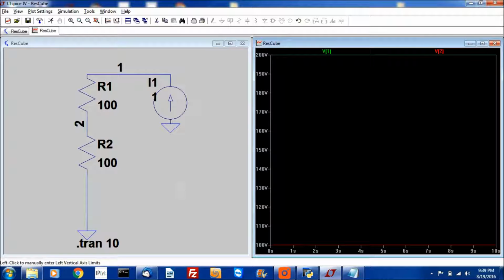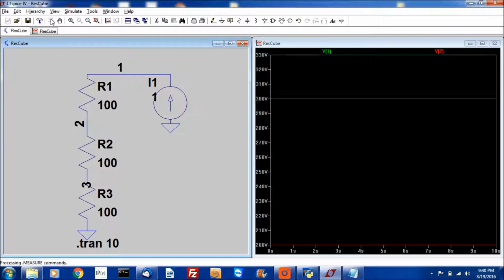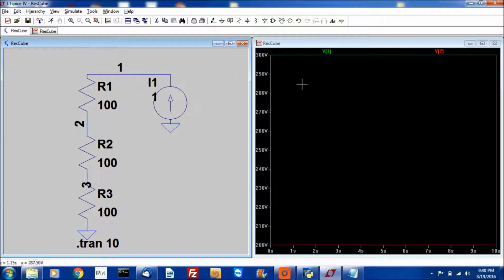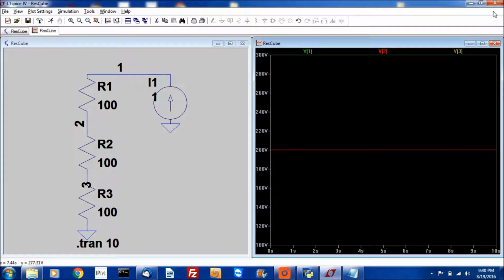So if I add another resistor and run the simulation, at P1, that's the green, that's 300, and the voltage at node 2 is 200, and the voltage at node 3 should be 100. So yes, V3 here is 100.